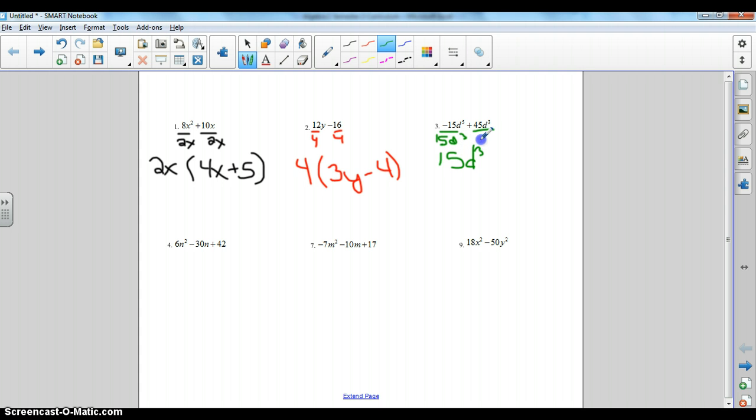15 D3. Okay, negative 15 divided by 15 is going to be negative 1. I had 5 D's, I took away 3, so I'm going to have 2. Sorry for my sloppy handwriting. 45 divided by 15 would be 3. I had 3 D's, I took away 3, so I have none left.